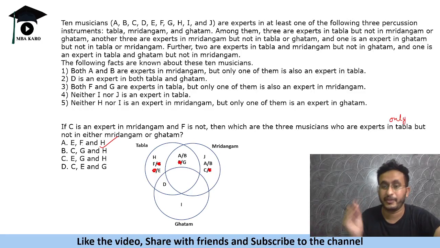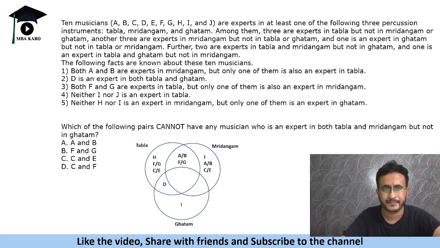So we were not able to get a unique case, but in a couple of questions they had given an "if" condition. That means that helps us find a unique case. Which of the following pairs cannot have any musician who is an expert in both tabla and mridangam but not in ghatam? So we have to find a pair in which we should not have any of these.